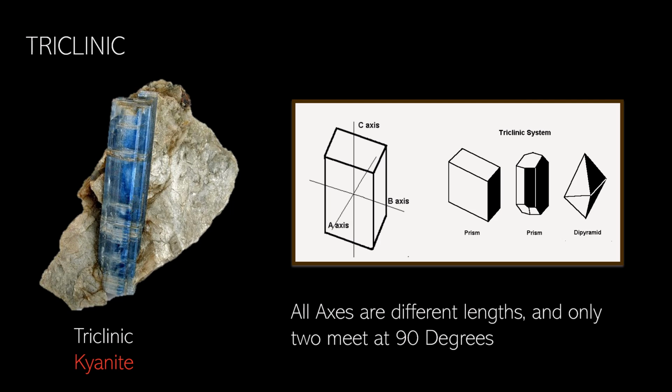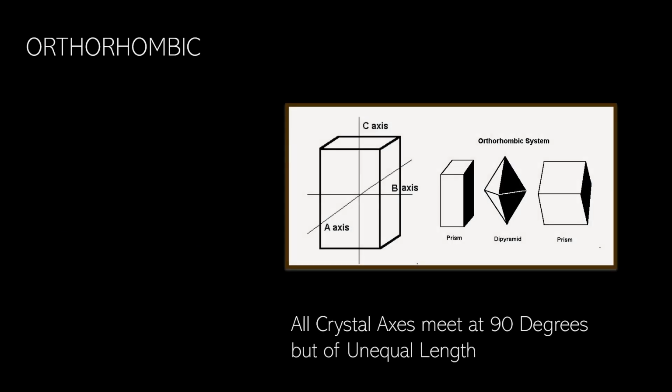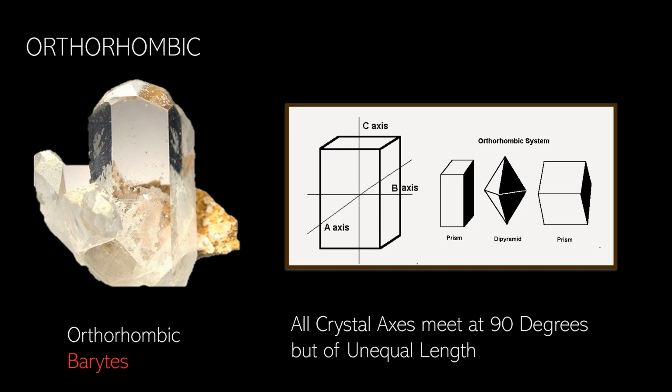Triclinic. Triclinic crystals have 3 axes of unequal length, only 2 of which meet at 90 degrees. The crystal forms are prismatic, as in the kyanite example shown, or as a dipyramid. Orthorhombic. Orthorhombic crystals have 3 axes of unequal length, but all meeting at 90 degrees. They again produce crystals which are prismatic or dipyramidal. The example is of an unusually clear crystal of barytes, heavy spar.